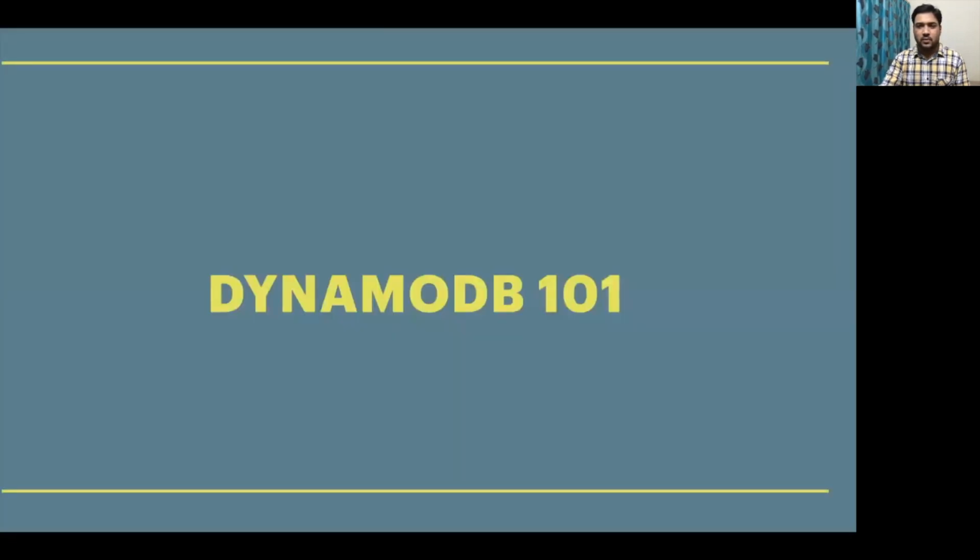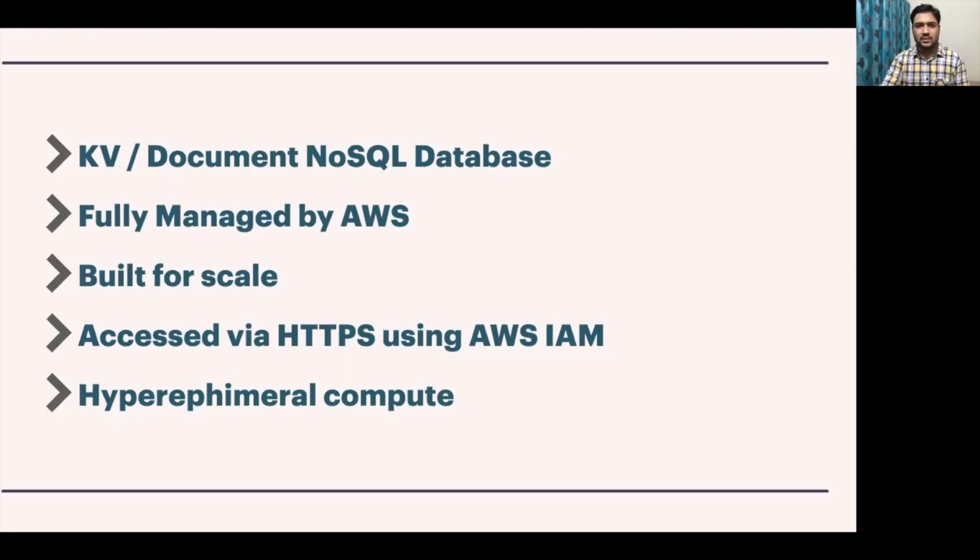So let's dive into the basics. What exactly is DynamoDB? DynamoDB is a key-value document NoSQL database. It's fully managed by AWS, which means there are no ops that you need to take care of. The ops refer to things like taking backups, recovery, setting up a failover, setting up a live replica. All that stuff is taken care of by DynamoDB.